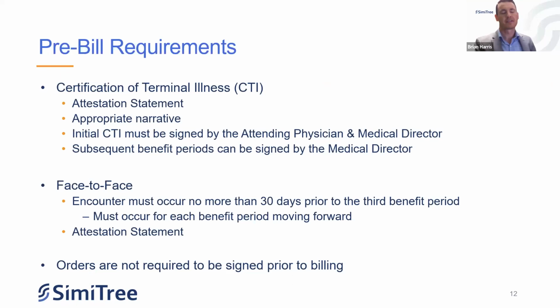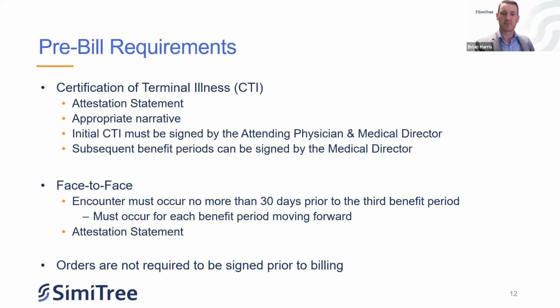So for the pre-bill requirements, the big one being the CTI, along with that attestation statement, the appropriate narrative within the CTI. Did want to call out the initial CTI has to be signed by the attending physician and the medical director, but for any subsequent benefit periods, you only need the signature from the medical director. So once you get past that first 90 days, it makes it a little bit easier to get those CTIs signed and dated and get your claims out the door.